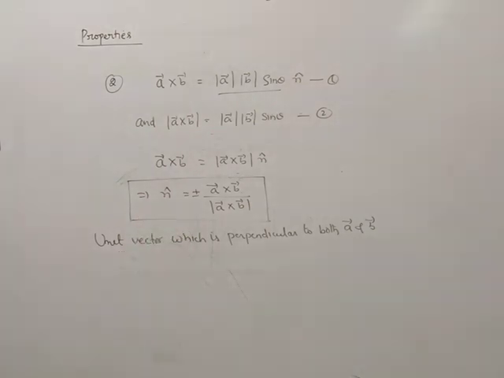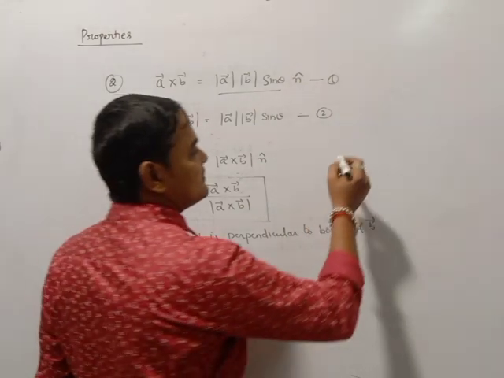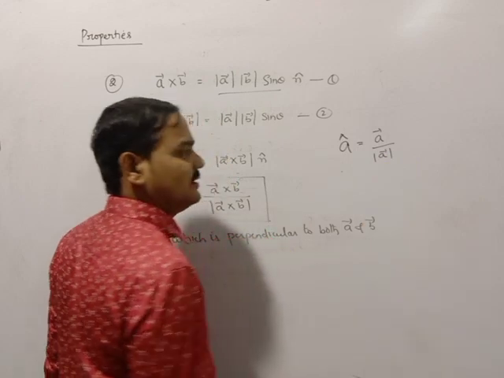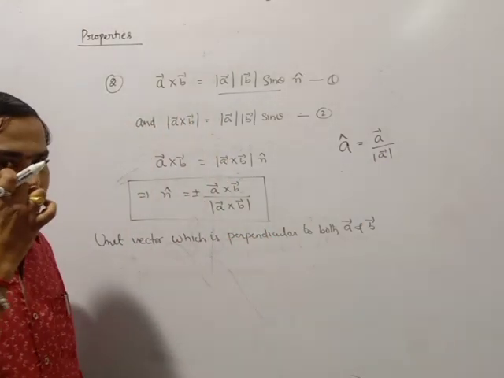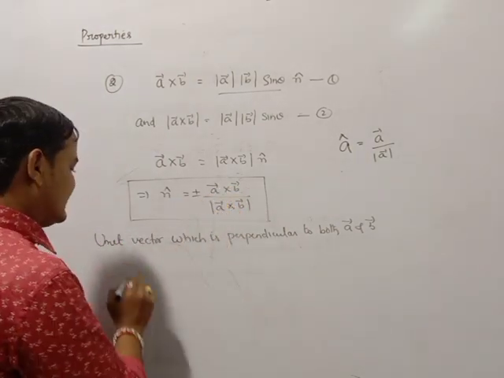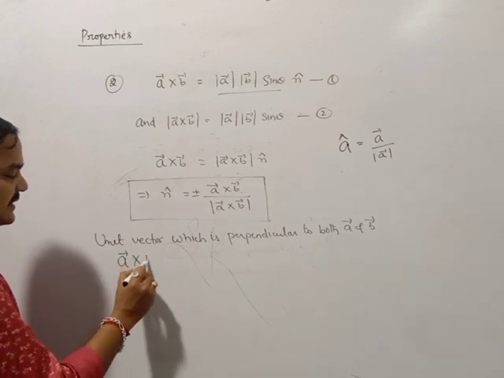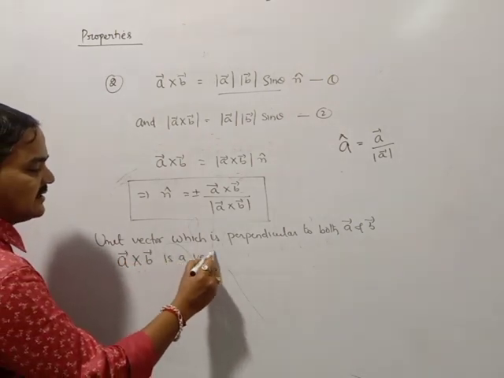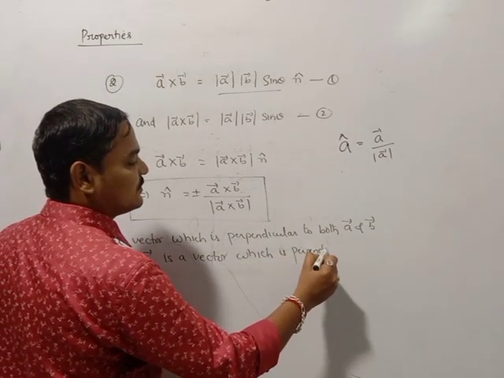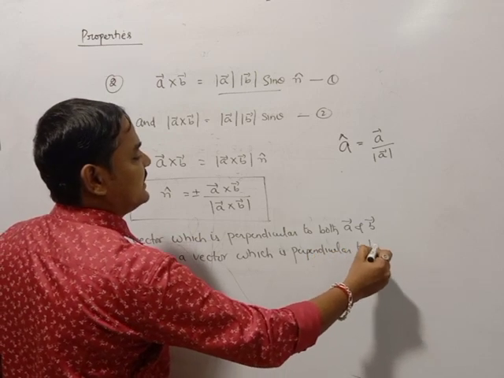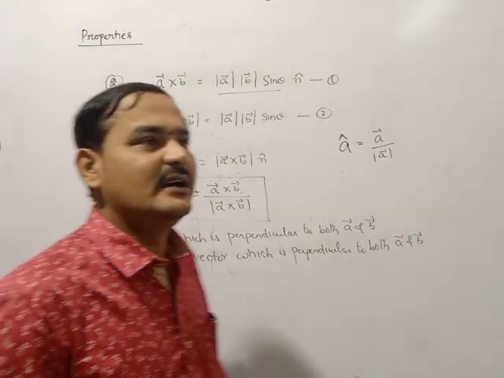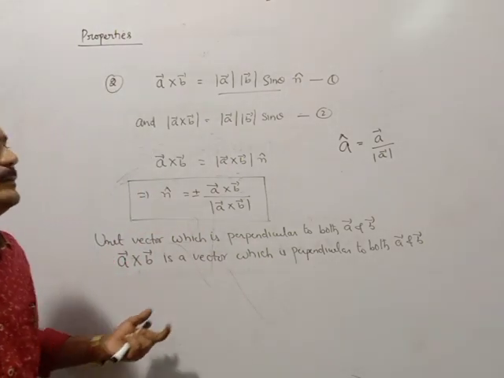From this formula you can get one concept. You know the formula: A cap is equal to A bar by mod A bar. So n cap is equal to this one, which means, finally, A bar cross B bar is a vector which is perpendicular to both A bar and B bar.